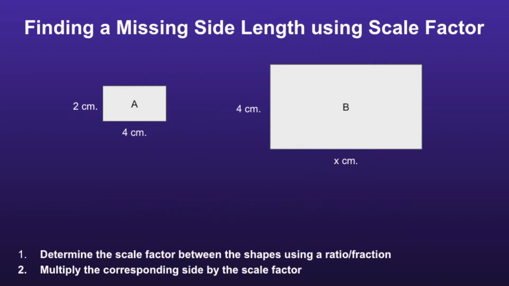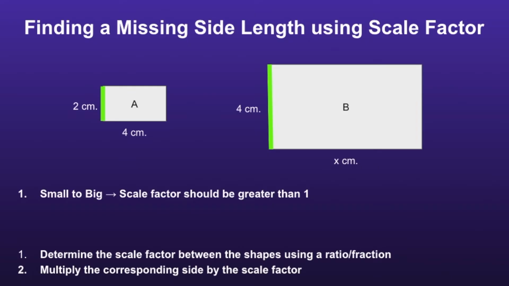So there are two steps to find the missing side length using scale factor. The first step is to determine the scale factor between the shapes using a ratio or a fraction. And in order to make this fraction, we're going to need to determine the corresponding sides of rectangle A and rectangle B. The corresponding sides will be the heights of the rectangles, or side length 2 and side length 4.